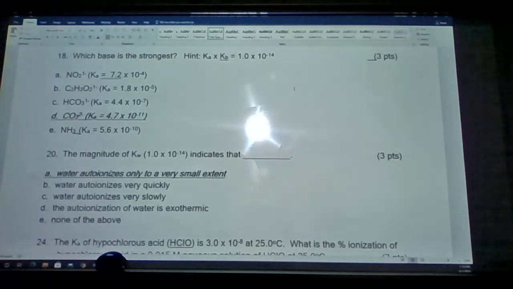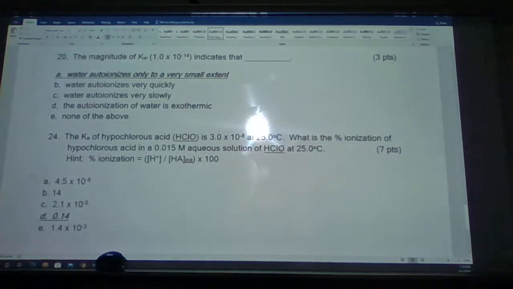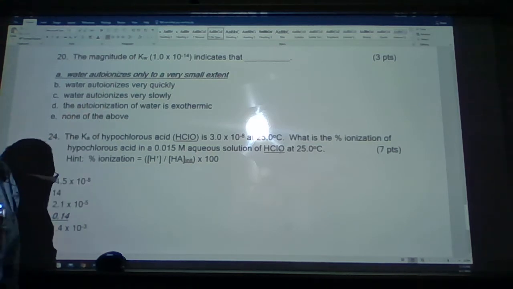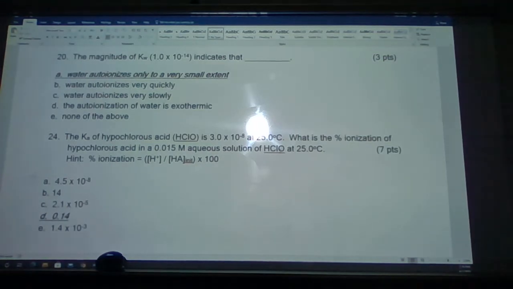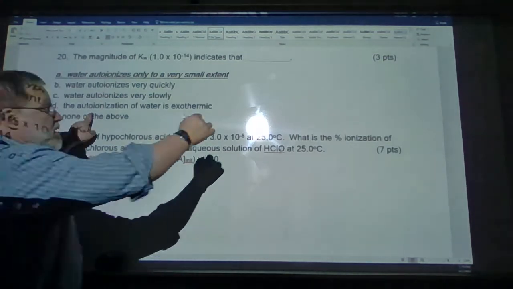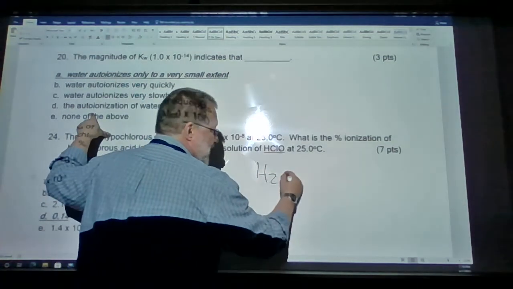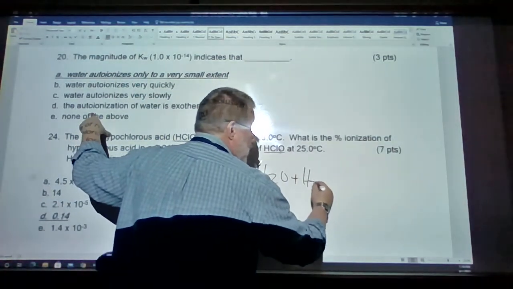Number 20, the magnitude, the size, how big is the value of Kw? 1.0 times 10 to the minus 14th, that's really, really small. It means that Kw is the ionization strength of water.